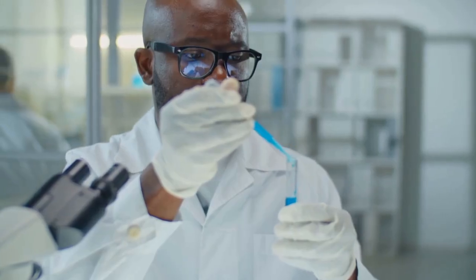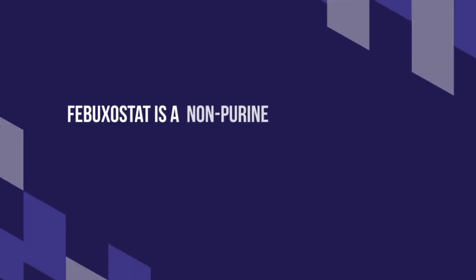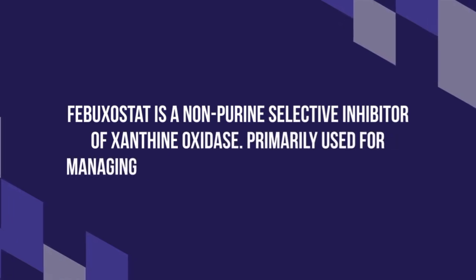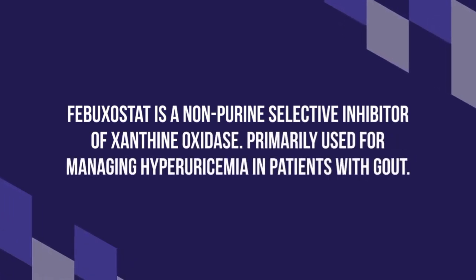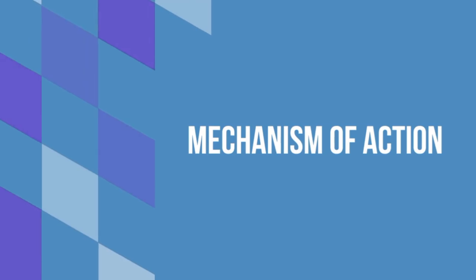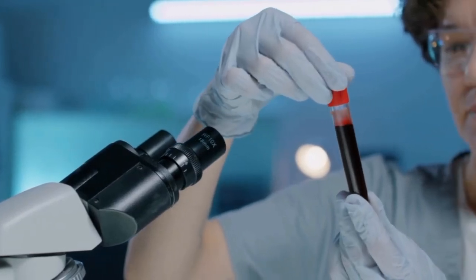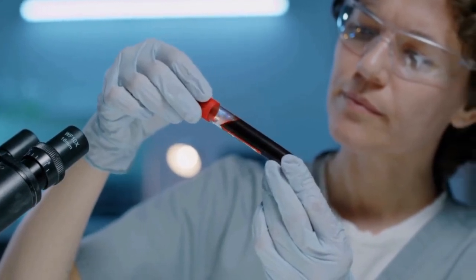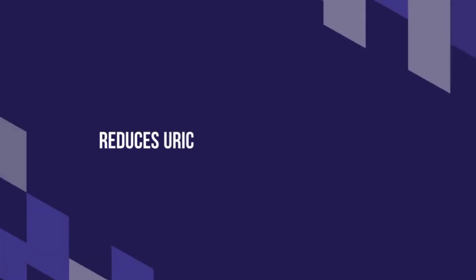Pharmacology classification. Febuxostat is a non-purine selective inhibitor of xanthine oxidase, primarily used for managing hyperuricemia in patients with gout. Mechanism of action. Febuxostat blocks xanthine oxidase, preventing the conversion of hypoxanthine to xanthine and xanthine to uric acid. Reduces uric acid levels in the blood.